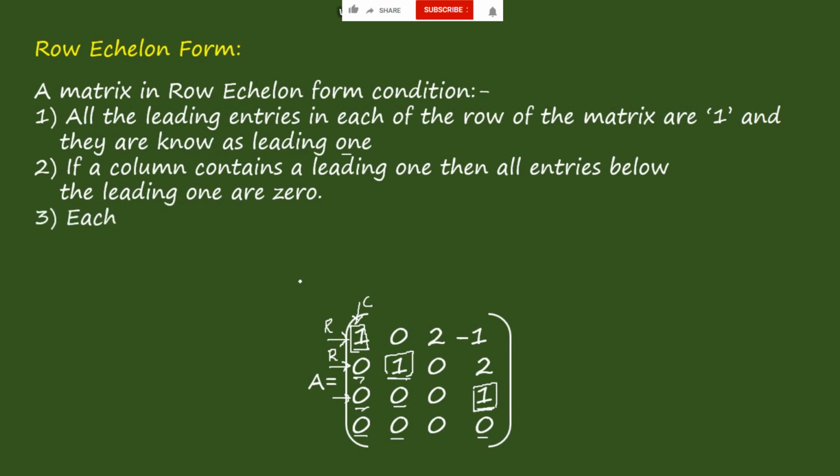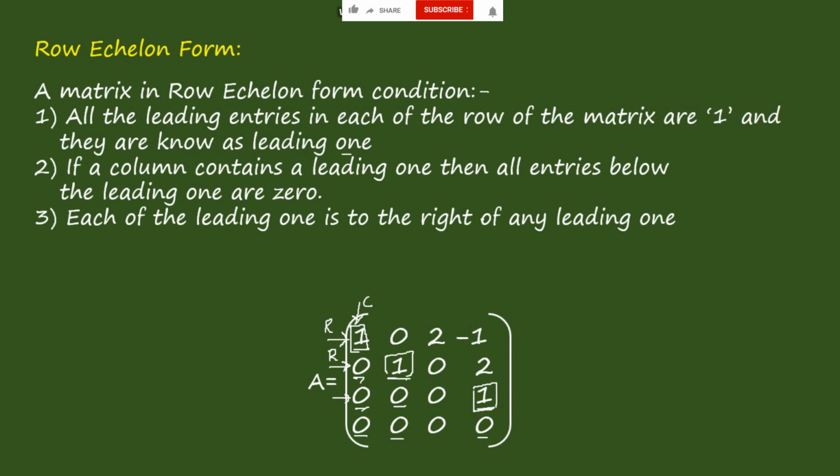Come to the third one. Each leading one is to the right of any leading one above it. If you consider a leading one here, it should be to the right of the leading one above. Yes or no? It is at the right. It is forming a sequence. That's the third condition.